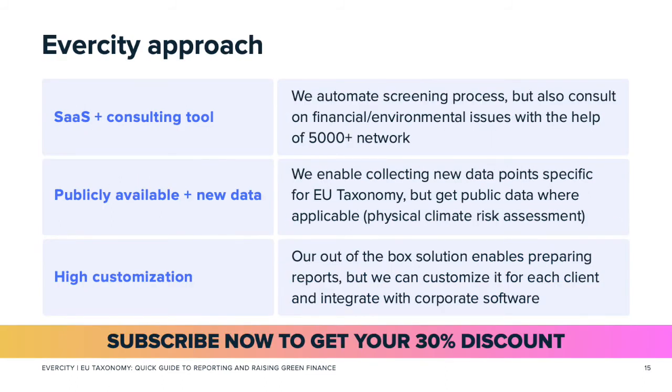So looking at this, this is what we try to do. We try to overcome all these challenges. So first, we created a tool that is SaaS plus consulting. We automate the screening process. We help companies go through it. So we walk them through each step, but at the same time, we can consult on financial and environmental issues. And we also integrate a big network of different consultants and data providers. So we have more than 5,000 different experts in our network who we can contact on some specific issues, whether it is carbon footprinting or DNSH and so on.